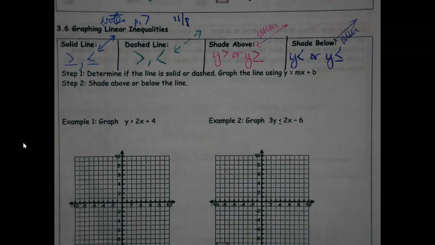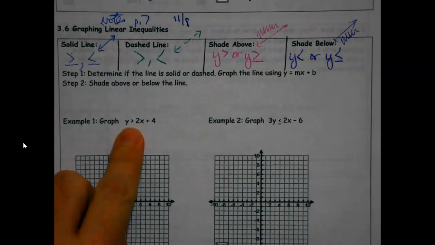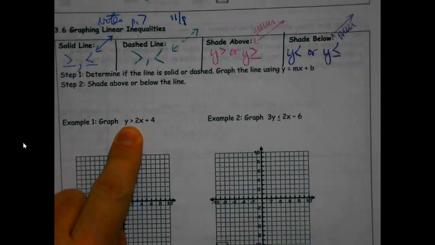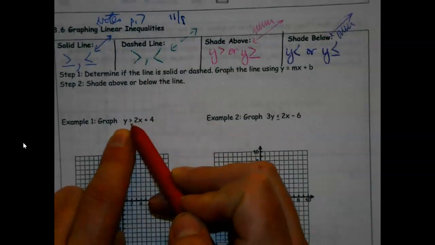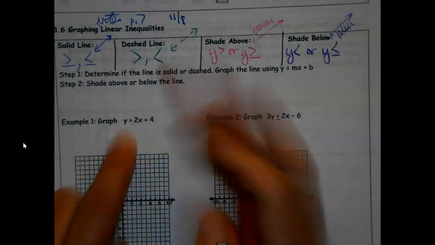So, step 1, determine if the line is solid or dashed. Okay, y is greater than. There's my arrow. Is my line going to be solid or dashed? Well, that was like the Philly fake out. He's like, I'm telling you both. Yeah. Okay. No line underneath.